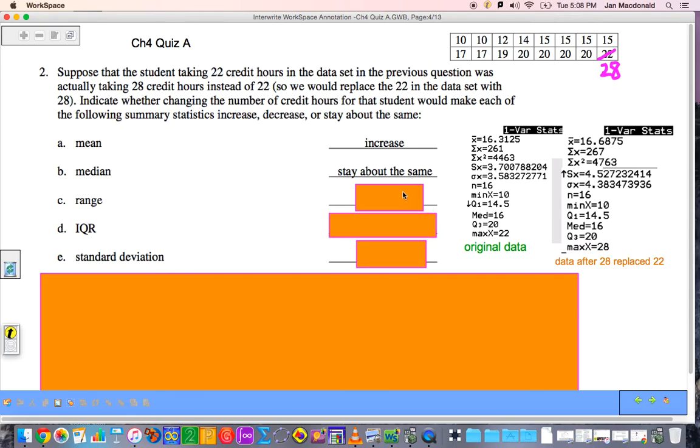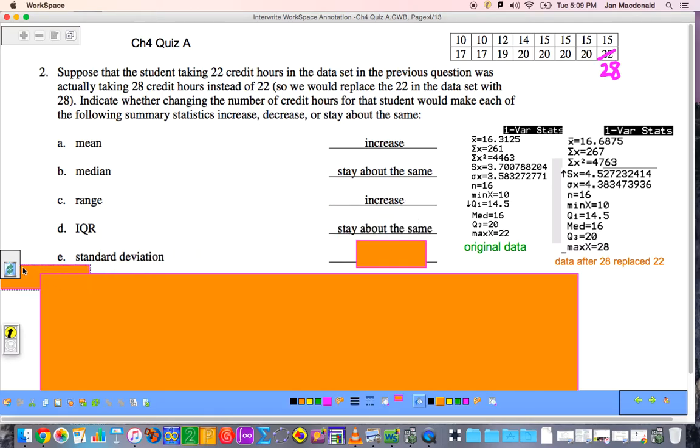Okay. The range clearly increased. Our range here was 12, 22 minus 10, and now it's 18. So our range clearly increased because we increased our largest value. The interquartile range, which is Q3 minus Q1, 20 minus 14.5, and 20 minus 14.5, that clearly stayed about the same. And finally, the standard deviation. The standard deviation was 3.7. It increased to 4.5.